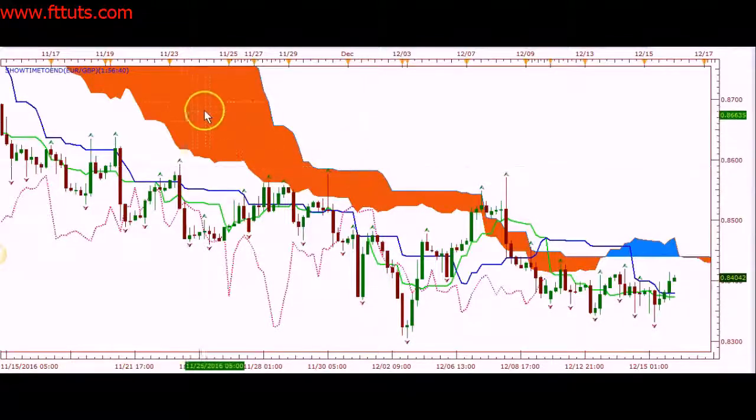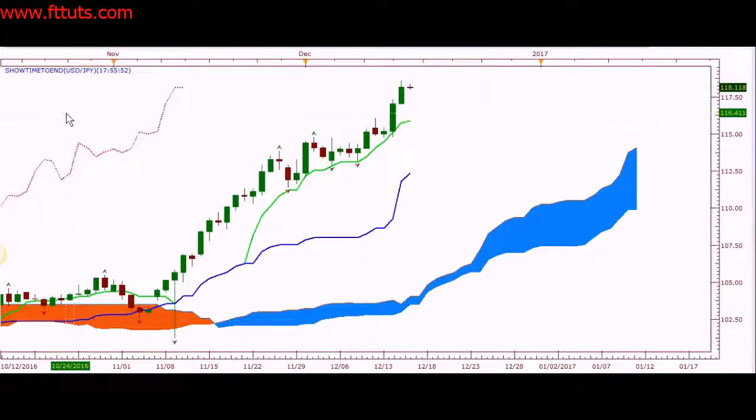Let's look at a couple other pairs real quick. So we're looking at the US dollar JPY. This will be the last one we look at, then we'll end this session. We'll break it down with a couple little things and then we'll get out of here.